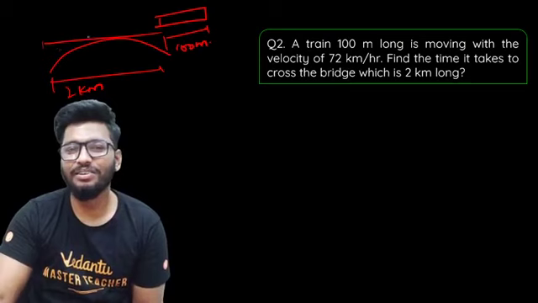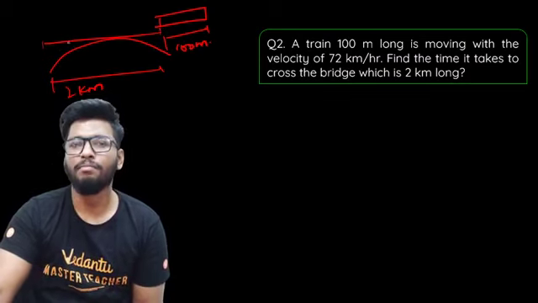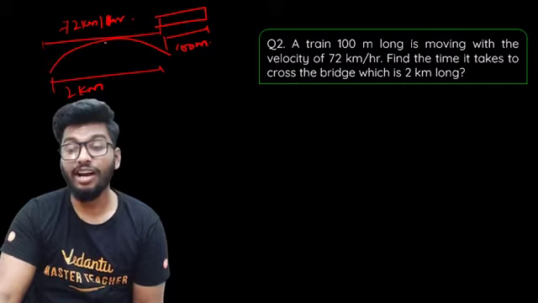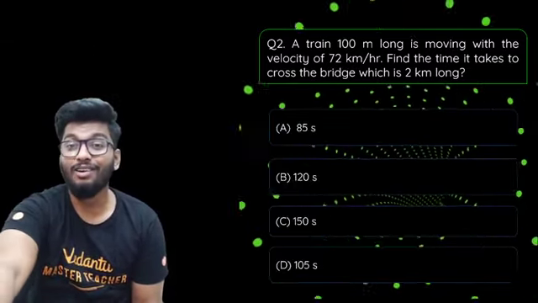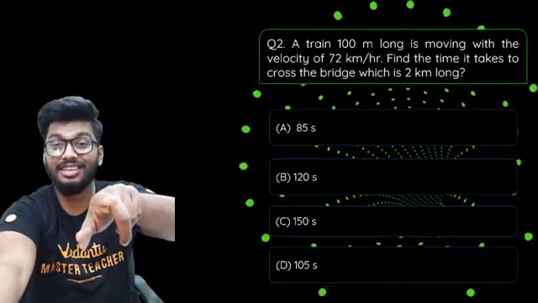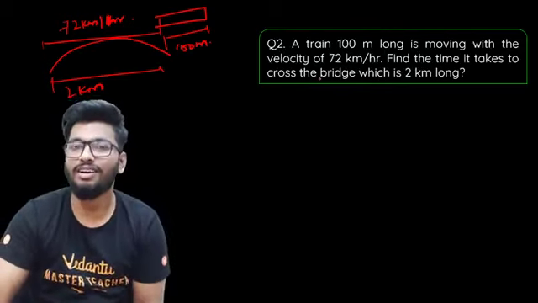Anyways, you know that the speed of the train, the velocity of the train, is given as 72 km per hour. Now find out the time taken for it to cross the bridge. Your options are all given in seconds, whereas speed is given as kilometer per hour. So first thing, convert that 72 km per hour to meter per second.